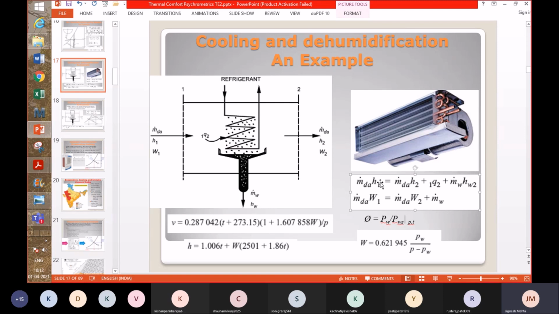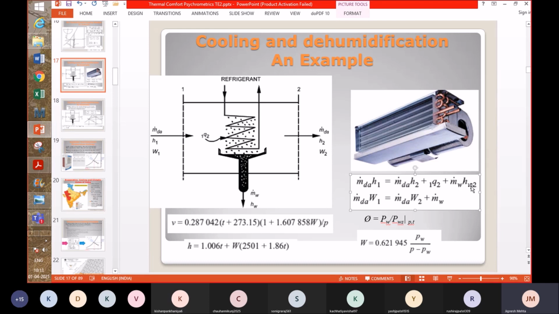And the first one is the energy balance or enthalpy balance. So when the moist air is entering into the system, the energy or heat carried by it is m dot dA H1. Now this refrigerant, or it may be chilled water or low temperature water, is taking away heat from the air. So that is Q12, right? And also the heat is going out along with the water, m dot W HW2.